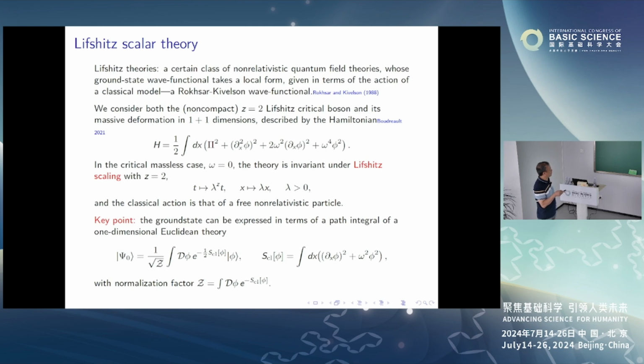And the key point is that in this case, for this critical boson and its massive deformation, the reason we can compute the entanglement entropy exactly is that for this kind of theory the ground state can be expressed in terms of a path integral of a one-dimensional Liouville theory. Originally we are working in 1+1 dimensions, but the ground state wave function can be written in terms of a path integral of a one-dimensional theory, and it's a free theory. So that's why we can compute.